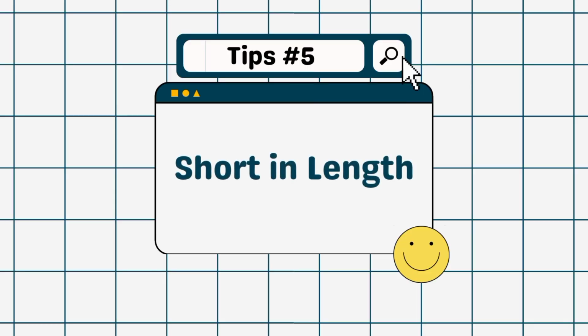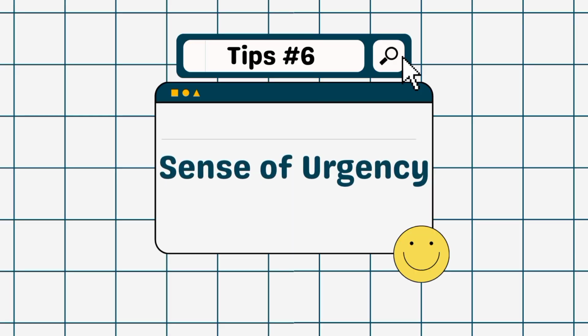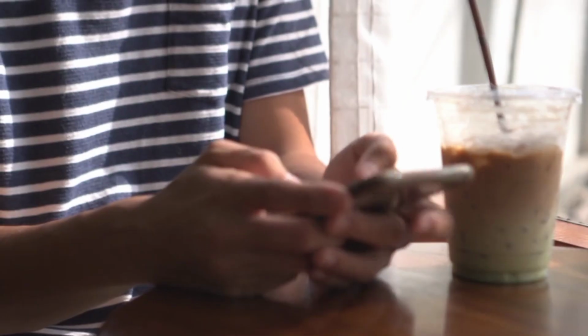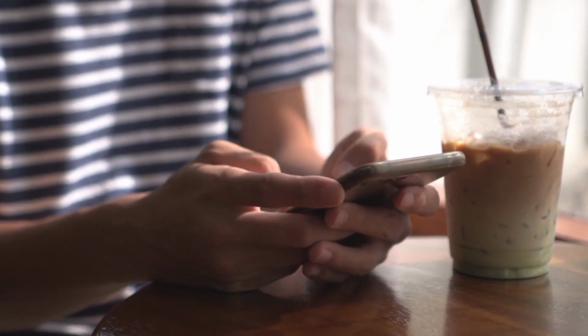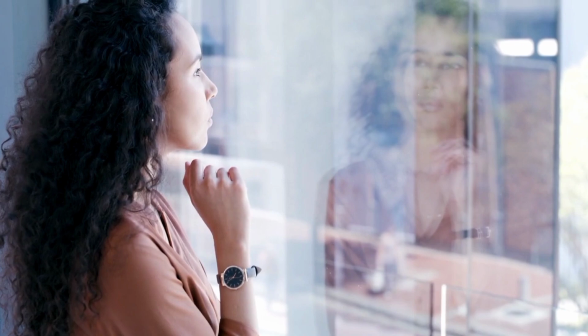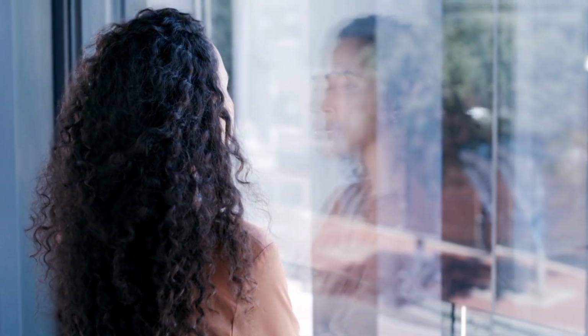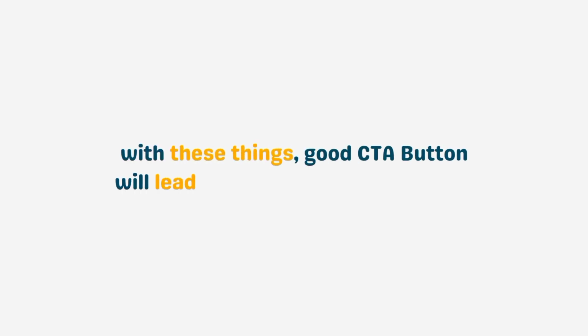The fifth one is short in length. A good call to action should be a short phrase, not a sentence. Most are no longer than 5 to 7 words. And the last one is sense of urgency. Users are easily distracted on the internet, so a strong sense of urgency, such as a limited time offer, can help compel users to take action immediately instead of putting off taking action. With these things, a good CTA button will lead your visitors to your needs.